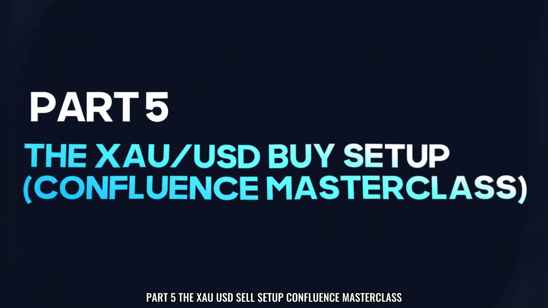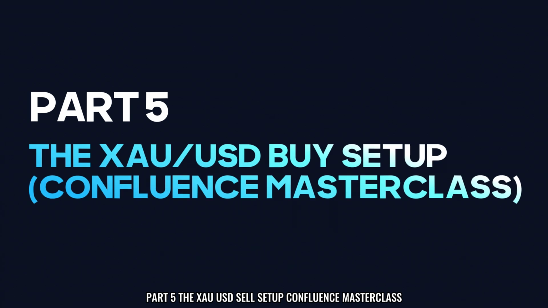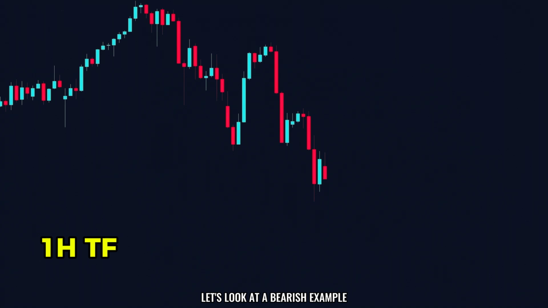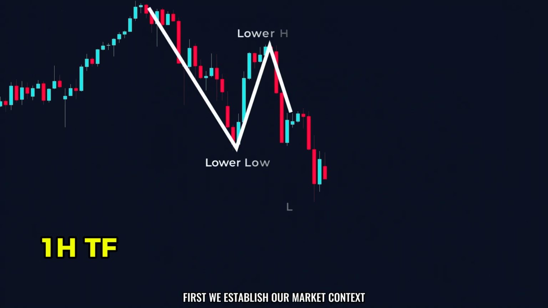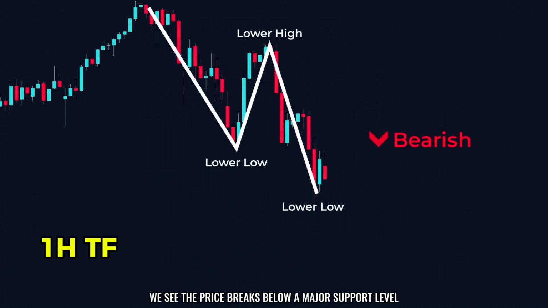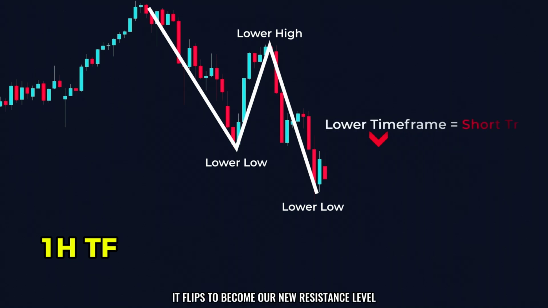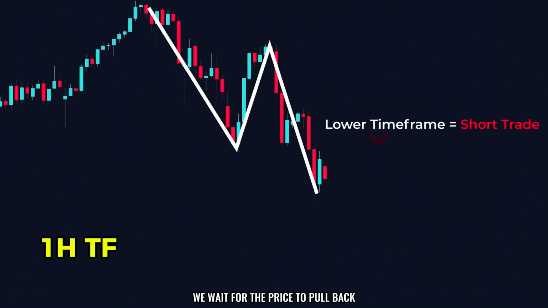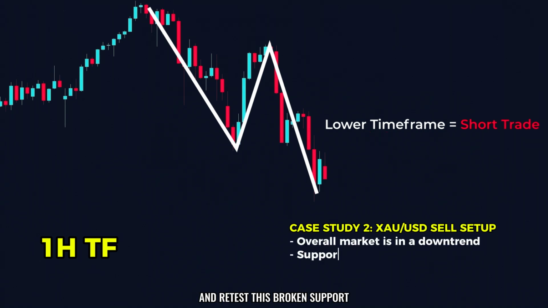Part 5. The XAUUSD Sell Setup Confluence Masterclass. Let's look at a bearish example on the XAUUSD 1 hour chart. First, we establish our market context. The market is in a clear downtrend, making lower highs and lower lows. We see the price breaks below a major support level. Once support is broken, it flips to become our new resistance level. We wait for the price to pull back and retest this broken support.